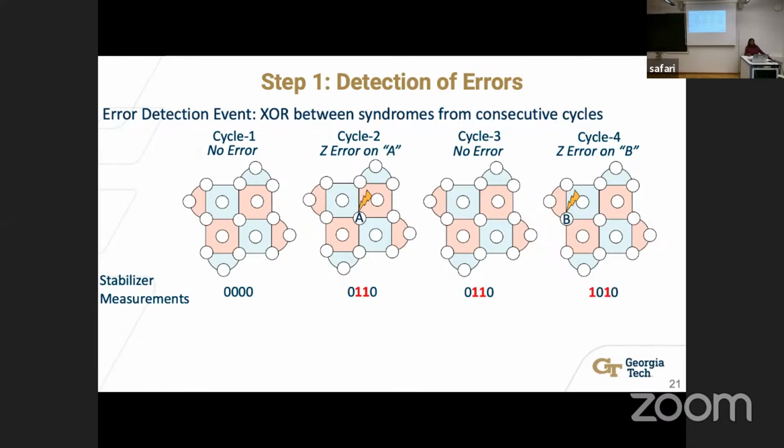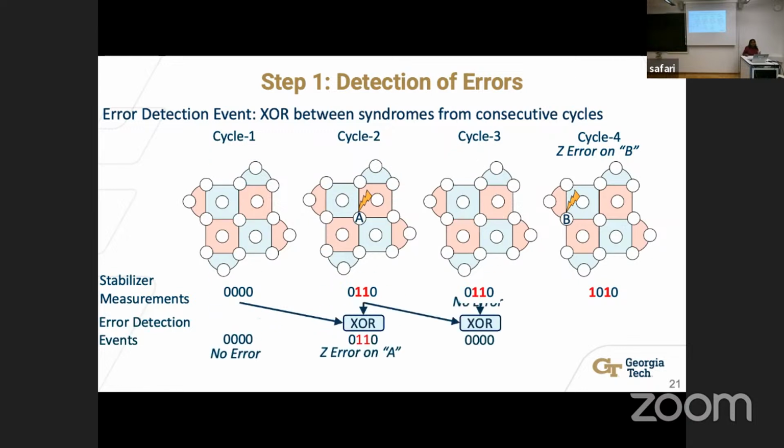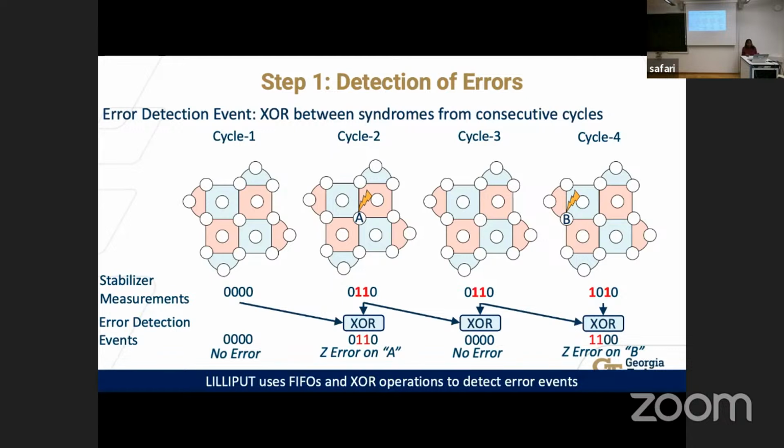From the decoder perspective, this is all the data that you're getting from the qubit substrate, and you have to go figure out what error happened. So to first of all detect if an error was there or not, you keep track of prior measurements in a FIFO and then do XOR operations. And as you can see here, you have successfully identified the errors in each of those cycles. And so in hardware, you basically use FIFOs and XORs.